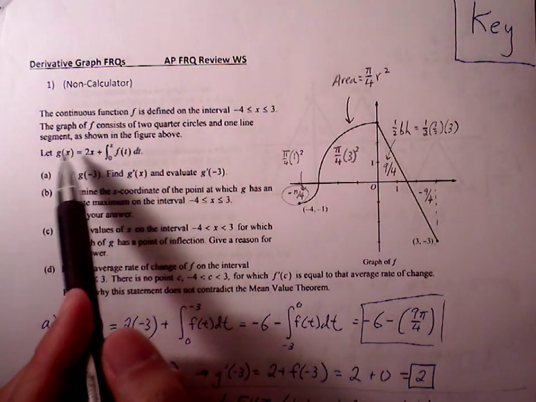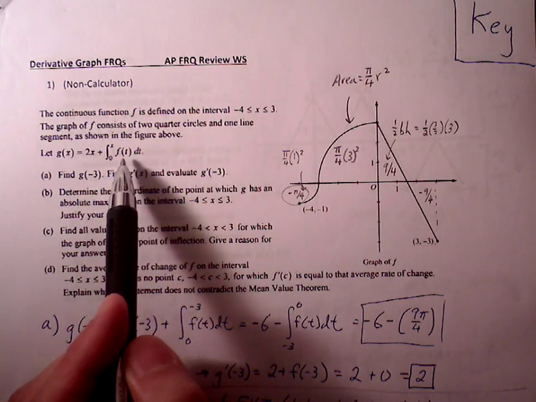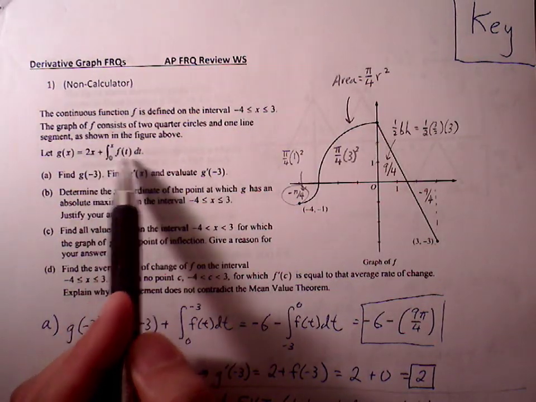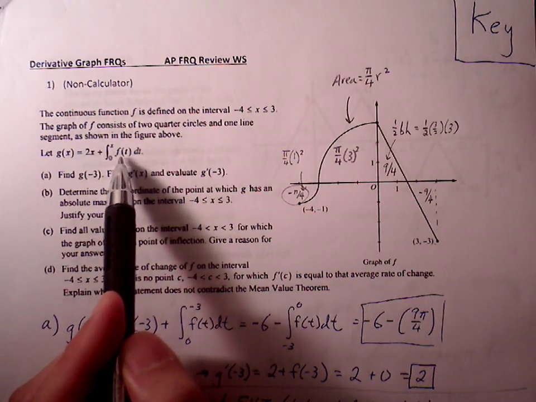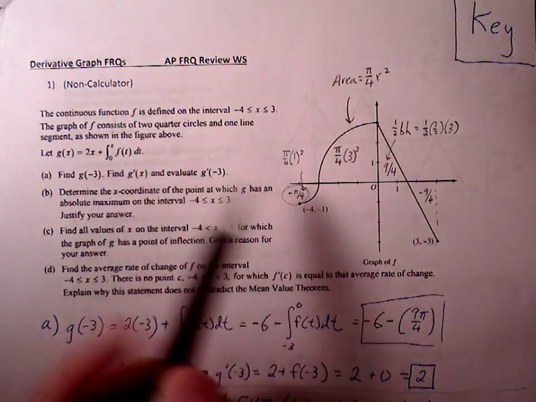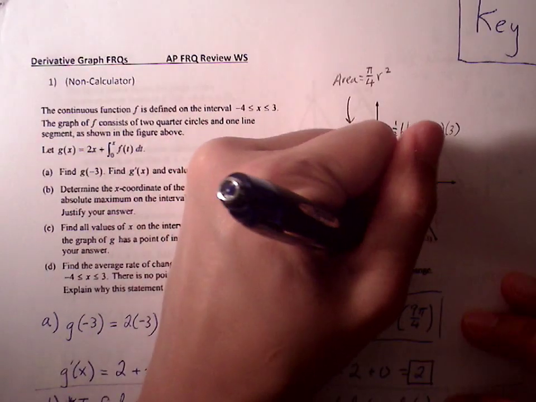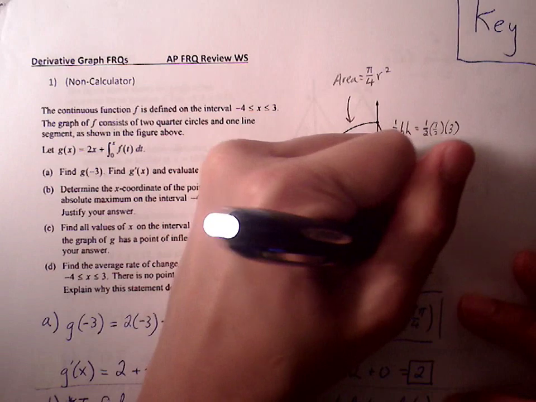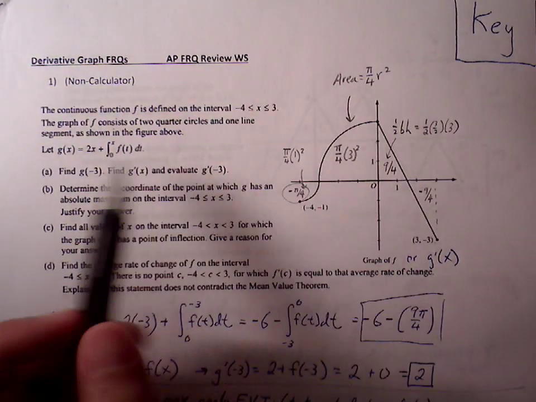G of x is defined by 2x plus the definite integral from 0 to x of f of t dt. So this notation helps us see that this f is really sitting at the derivative level of g, or at least a portion of it. So we can think of this as the f graph, or we can think of it as a g prime graph, or a variation of the g prime.